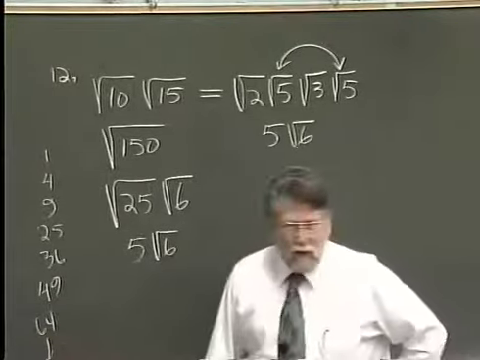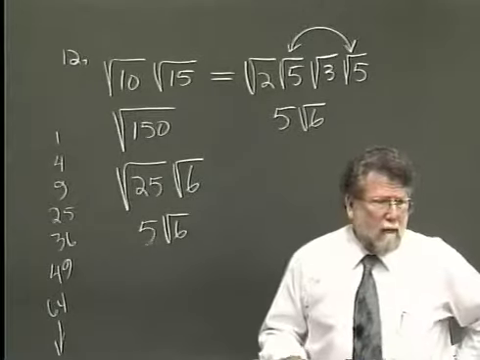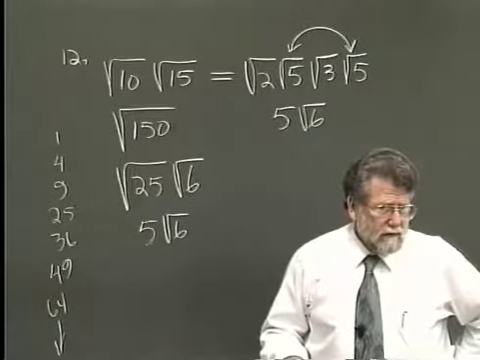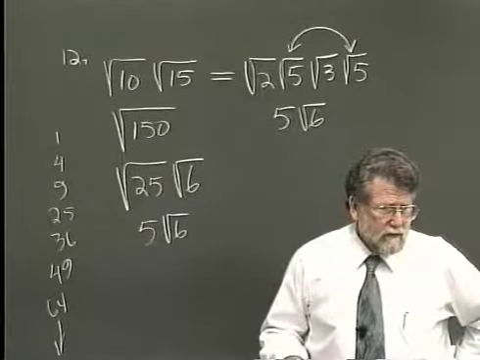I just run through in my head the perfect squares and say, okay, is there a perfect square that is a factor of the 150? If this does not appeal to you, then you can go to the prime factoring idea and break it into smaller pieces and then recombine it in a clever way. Does that make sense?